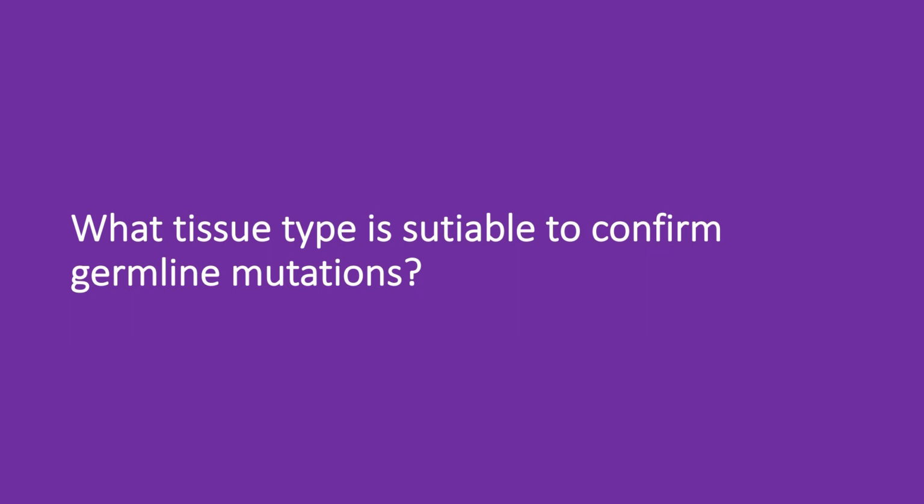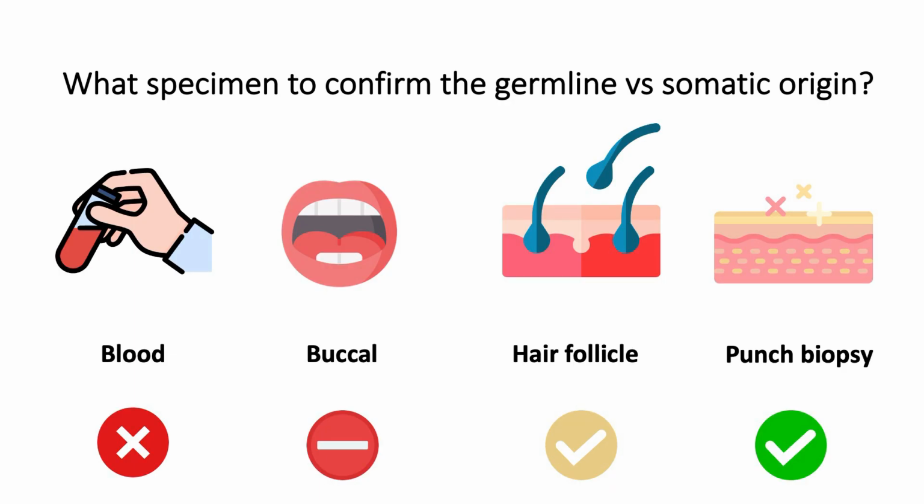Now the question is, what is the tissue to confirm the germline mutation? Blood is definitely not helpful here because it's a mix of the cancer itself and the germline, so we wouldn't know which one is which. So it's not helpful for confirming the germline, but it can be the starting point. Buccal swabs are good, but unfortunately they are sometimes contaminated with WBCs, so they won't give you a definitive answer. So it's not the best sample type to confirm germline.